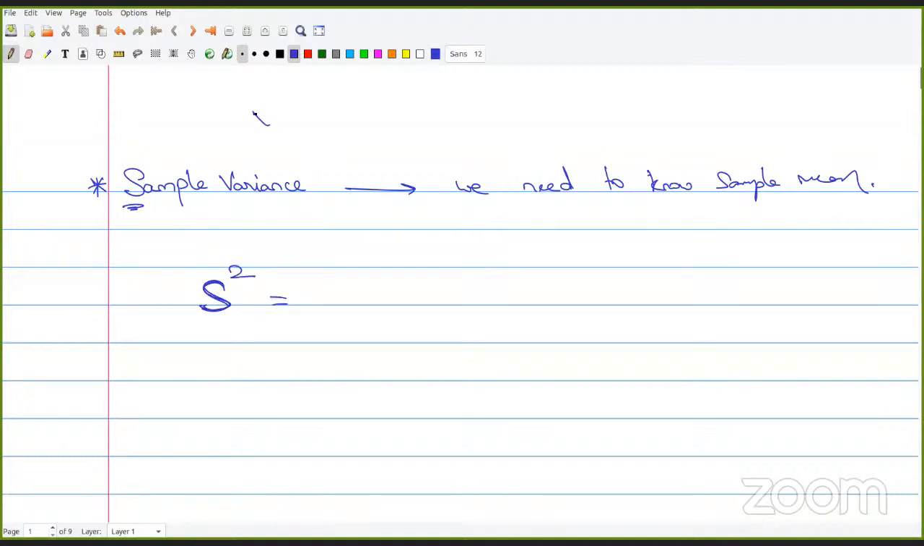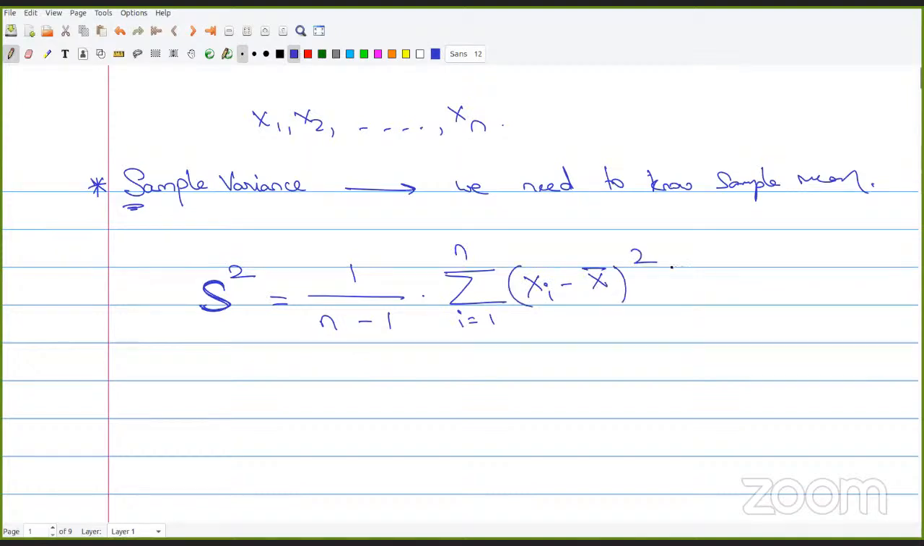If I have some samples x1, x2 till xn, what is the sample variance? It is 1 by n minus 1, summation i equals 1 to n, xi minus x bar whole square. This x bar is known to us. If you know x1 to xn, their summation divided by n is nothing but x bar. Correct? Known and fixed.